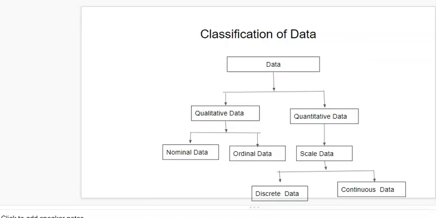First is the classification of data. First, what is data? Data means any bit of information we collect for further analysis to get more information or to take a decision. There are three ways of data collection. One is called response, second is observation, and third is measurement.